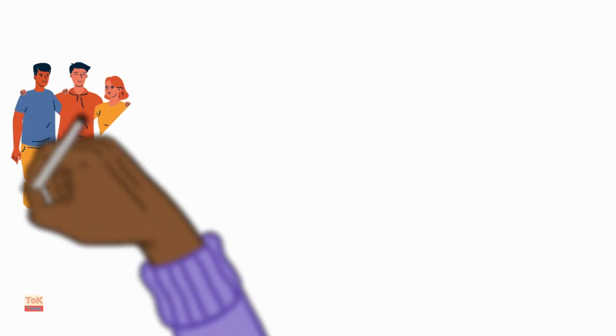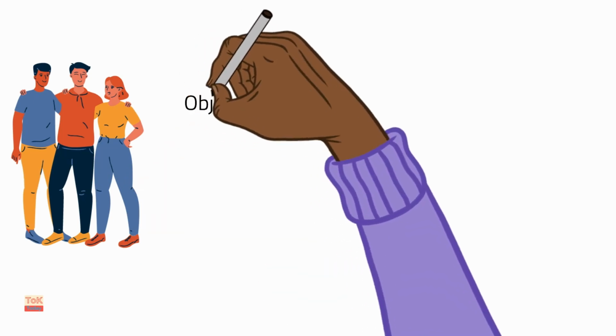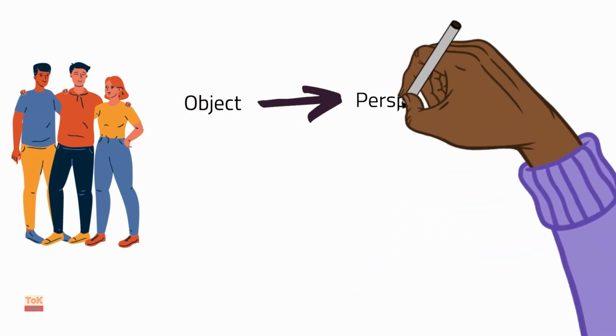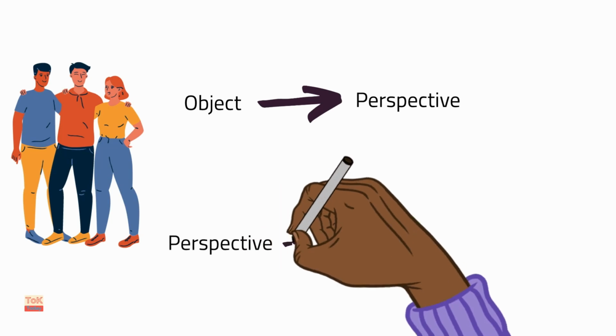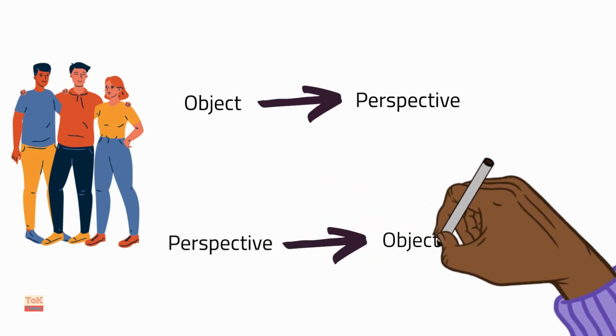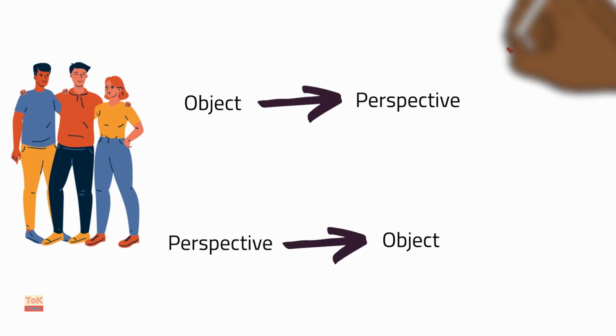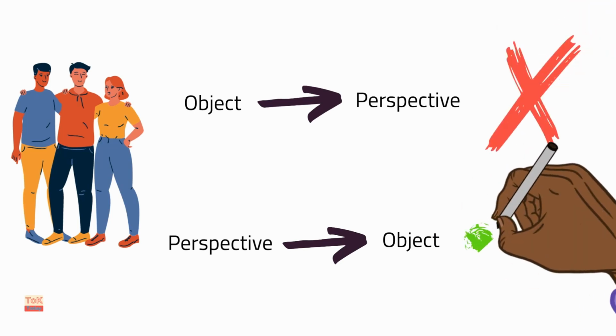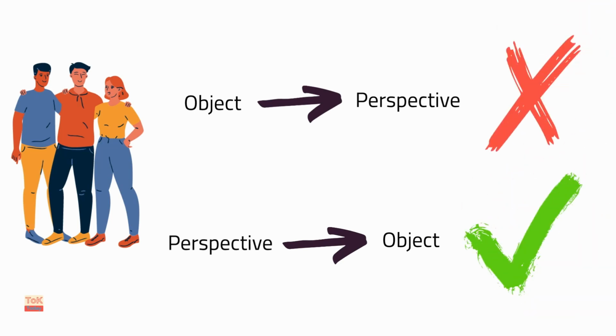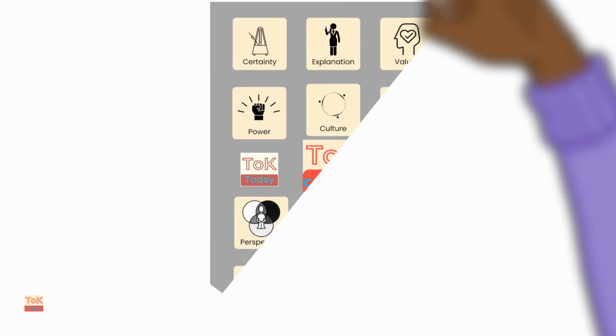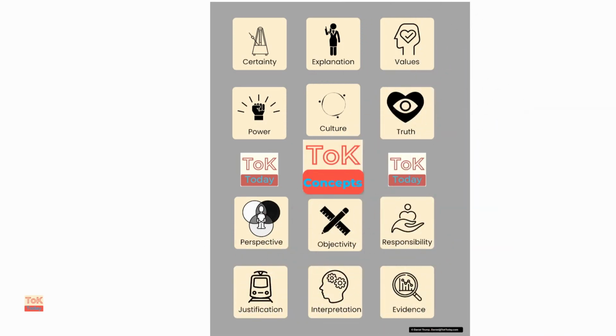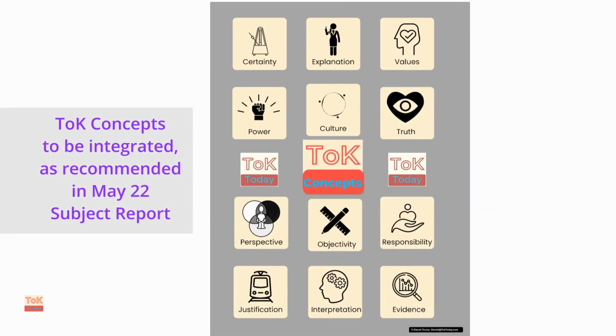Now, this is the slightly controversial alteration that we identified last year. It's an alteration to IB's recommendations. Rather than identify objects and then develop perspectives, the TOK team that I worked with found it easier for students to develop perspectives on the prompt and then to identify objects which exemplify those perspectives. We'll come back to this over and over in this video. I've also built into the process the use of TOK concepts as recommended in the May 2022 subject report.